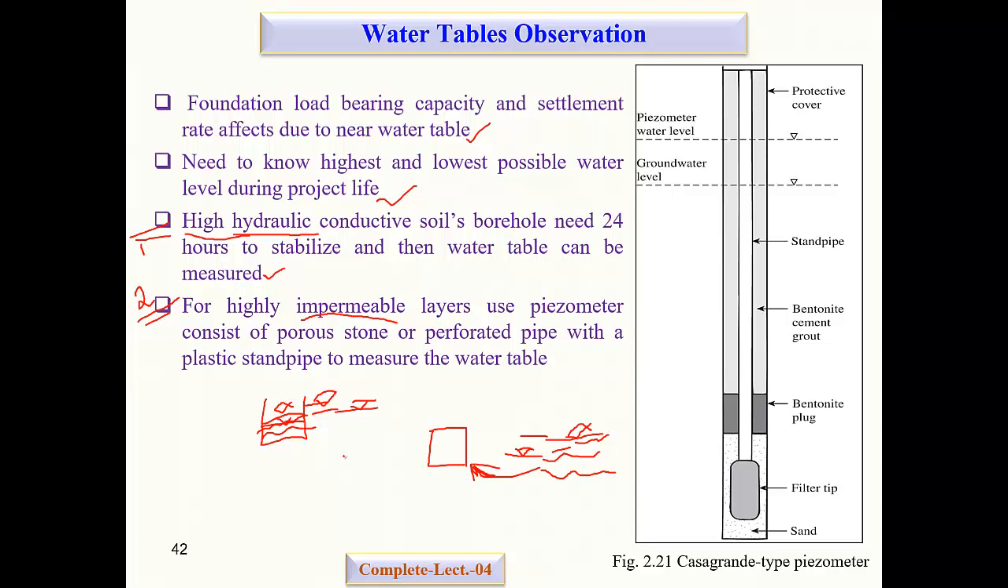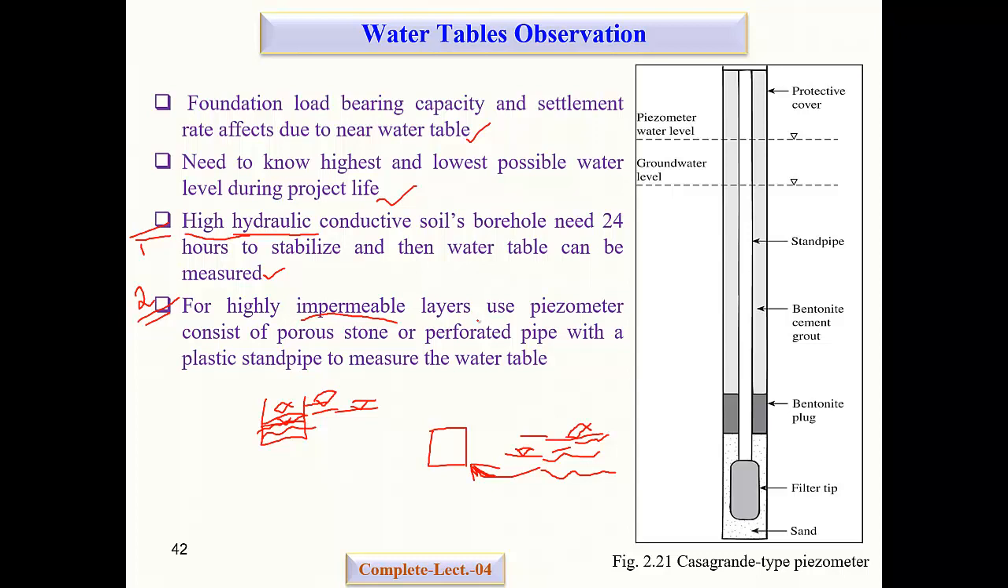Permeable means what? It can go. Permit. Impermeable means cannot, it resists to go, right? So, yes, sir. Impermeable layer is clear for you?